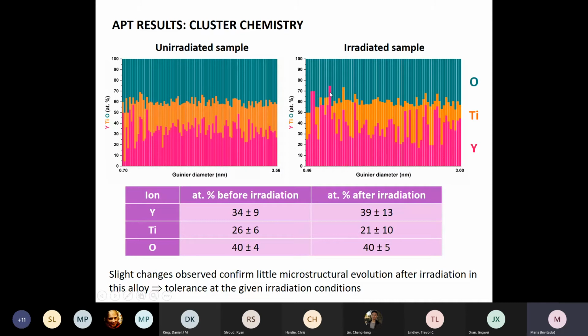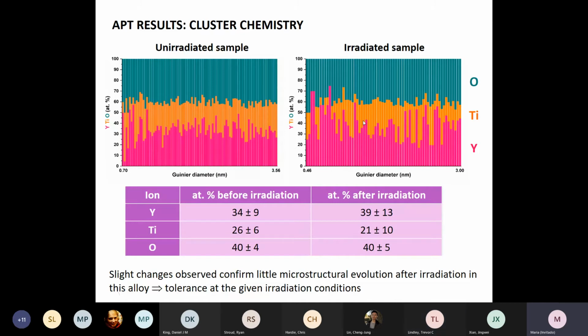Okay, so some chemical changes may be happening, or some partial dissolution of the precipitates, because even though we can see that the average values are roughly the same, if we look closely at one graph and the other, we can see that the individual content of each element in the precipitates is not the same. But overall, we observe only slight changes, confirmed by the little microstructural evolution after irradiation.